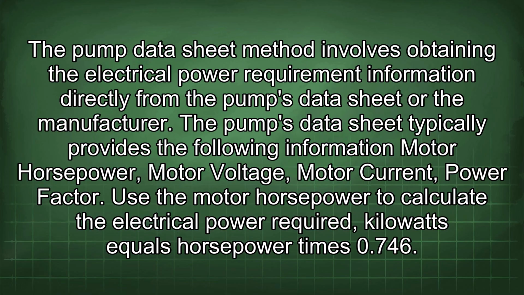The pump datasheet method involves obtaining the electrical power requirement information directly from the pump's datasheet of the manufacturer. The pump's datasheet typically provides the following information: motor horsepower, motor voltage, motor current, power factor. Use the motor horsepower to calculate the electrical power required.